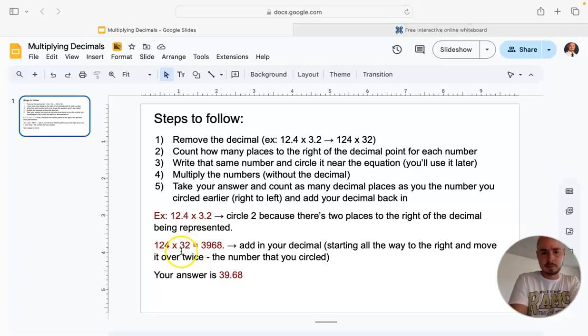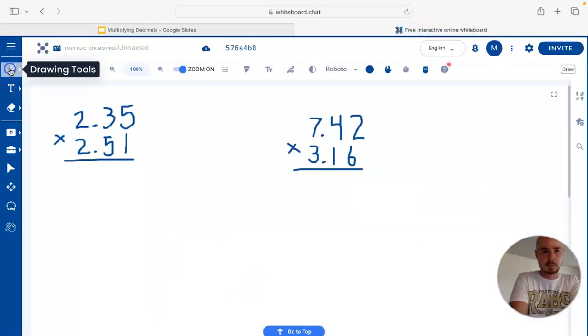Find the answer to the multiplication problem. So 124 times 32 equals 3,968. Then we need to start all the way to the furthest place to the right, or place value, and move that decimal over however many times we circled. Well, we circled 2, so that's 1, 2. That would make 39 and 68 hundredths. Okay, now let's do some practice problems together.